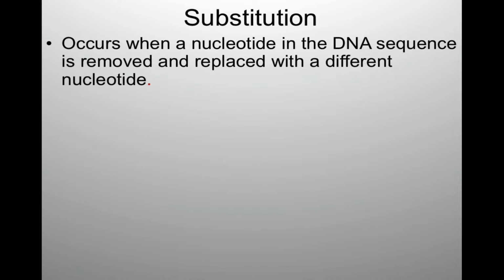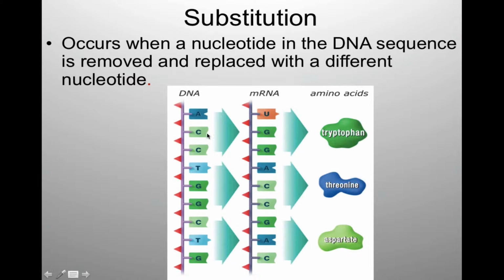So let's take a look at a substitution. Substitution occurs when a nucleotide in the DNA sequence is removed and then replaced with a different nucleotide. Let's take a look at this DNA sequence here. If you take a look at these first three DNA bases, if we do transcription, we would have the UGG forming the messenger RNA, and then that would code for the tryptophan amino acid. Then the next codon would code for this amino acid, followed by this one here. Now, let's say we do a substitution change. Let's see what effect that would have.